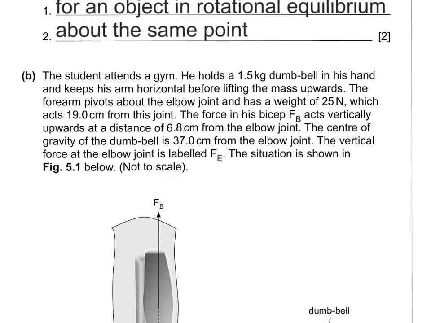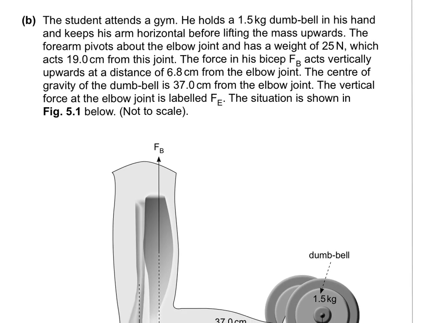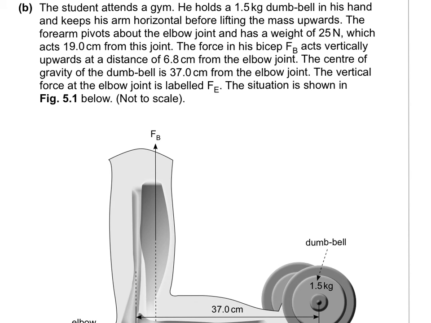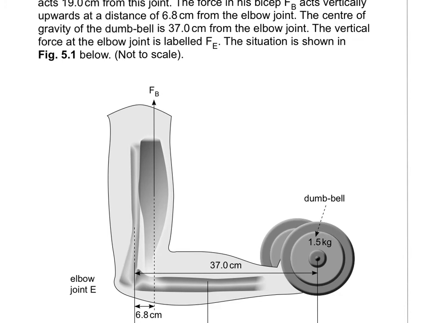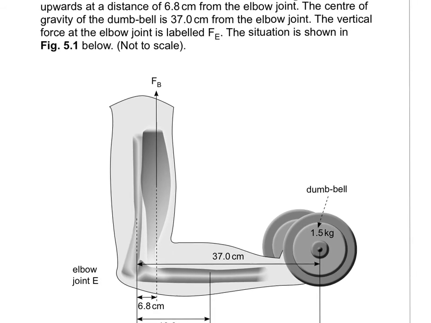Part B, the student attends a gym. He holds a 1.5 kilogram dumbbell in his hand and keeps his arm horizontal before lifting the mass upwards. The forearm pivots about the elbow joint and has a weight of 25 newtons, which acts 19 centimeters from this joint. The force in his bicep, FB, acts vertically upwards at a distance of 6.8 centimeters from his elbow joint. The center of gravity of the dumbbell is 37 centimeters from the elbow joint. The vertical force at the elbow joint is labelled FE. The situation is shown in the not to scale diagram.